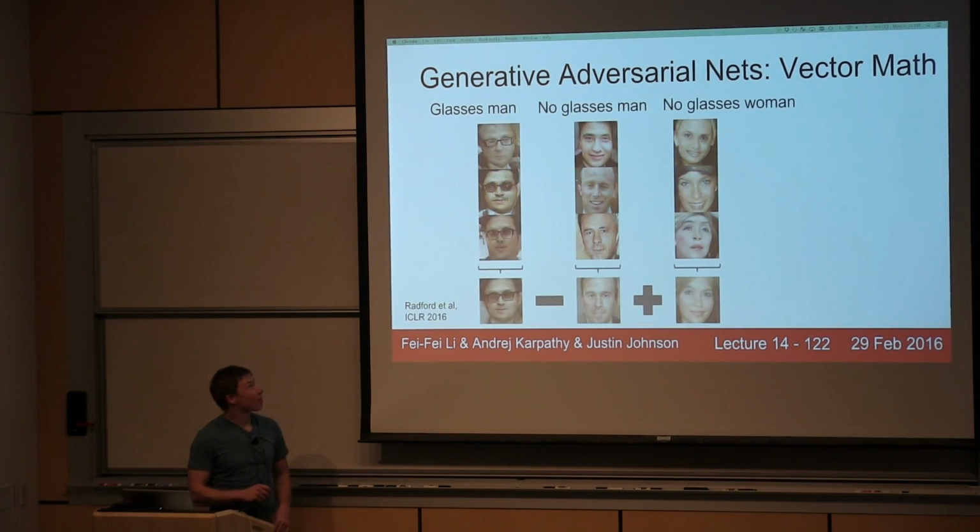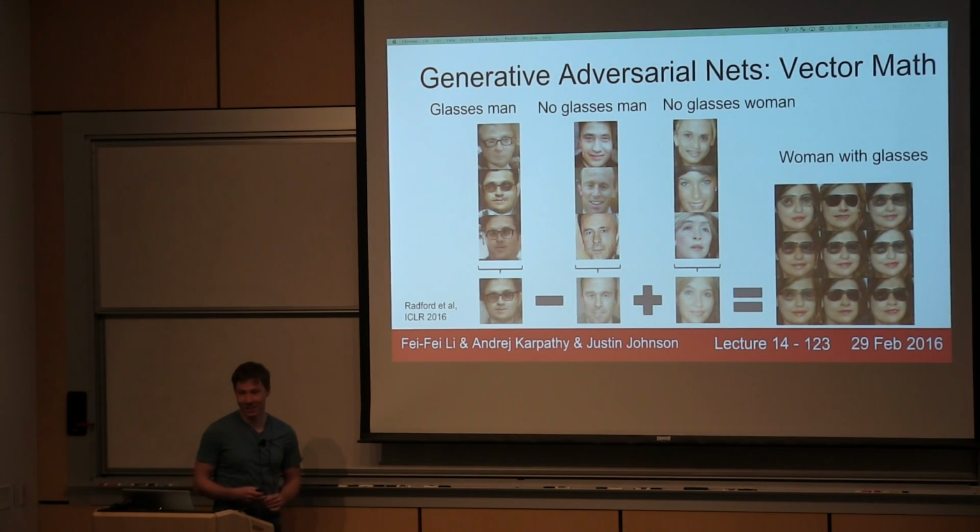We can do another experiment. So we can take a man with glasses, subtract a man without glasses, and add a woman without glasses. Sorry, this is confusing stuff. So then what would this little equation give us? Look at that. So that's pretty crazy.